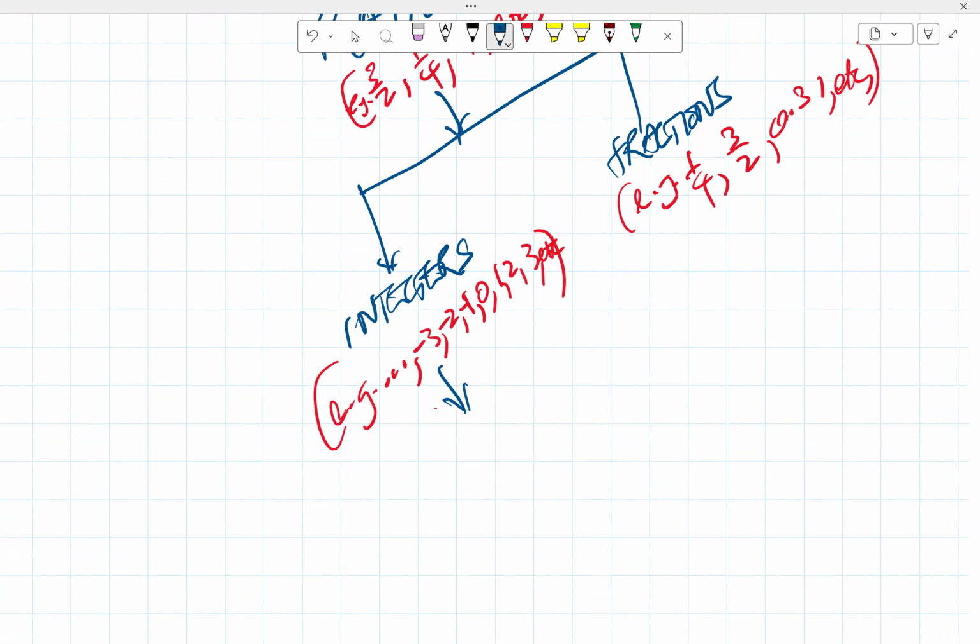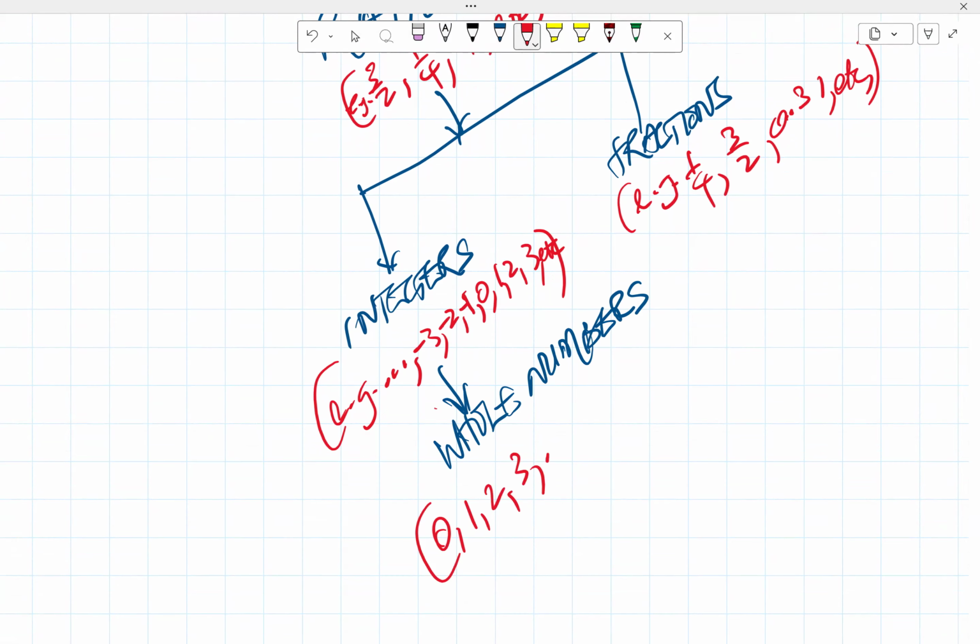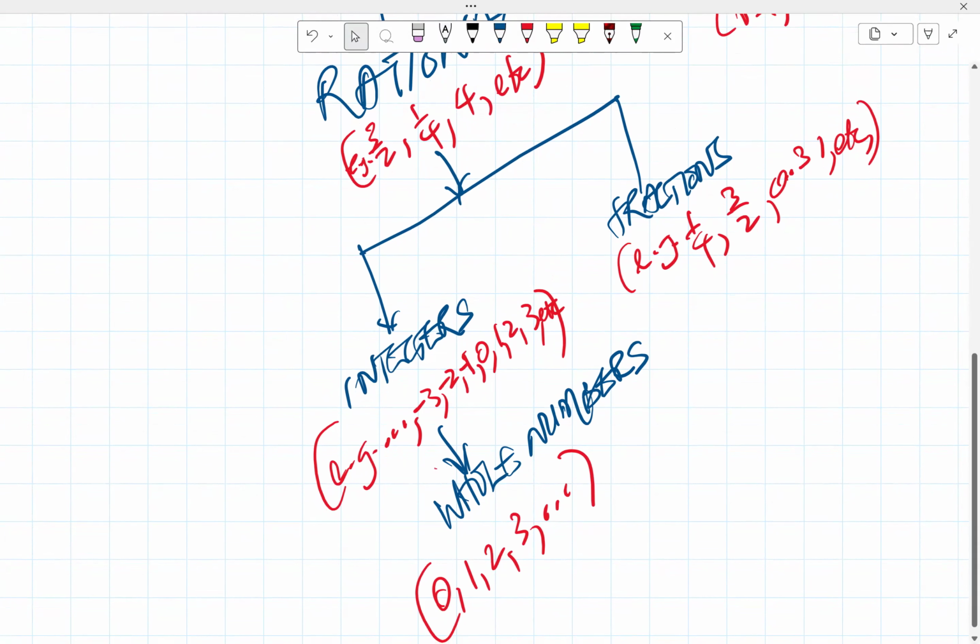So under integers now, you can say you have things like whole numbers. Whole numbers are positive integers including zero. So here I'm saying that we have 0, 1, 2, 3, and so on and so forth. These are whole numbers. Here now, you can then have proper fractions, improper fractions, and all those classifications.